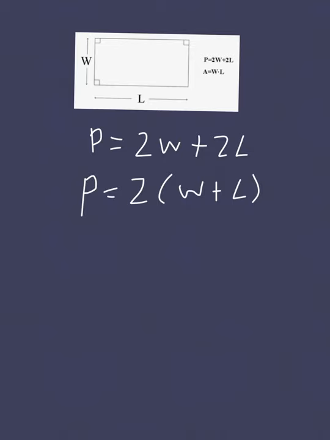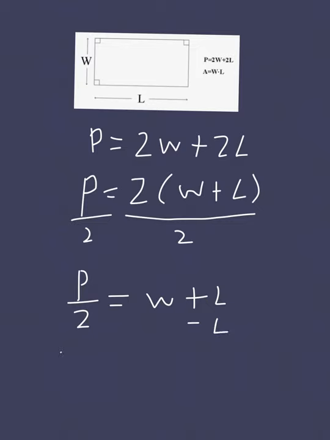Now, if I use the distributive property, I get 2w, and I get 2l. So what I've done is the opposite of the distributive property. It's called factoring. I removed a 2. All right, so now I'm going to divide by 2. And I get p divided by 2 equals w plus l.